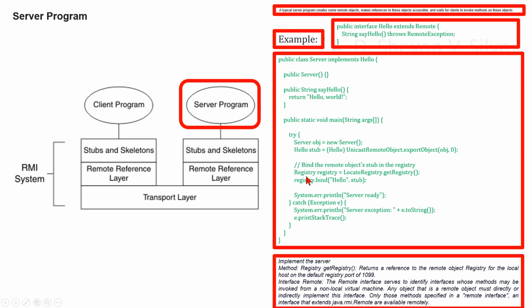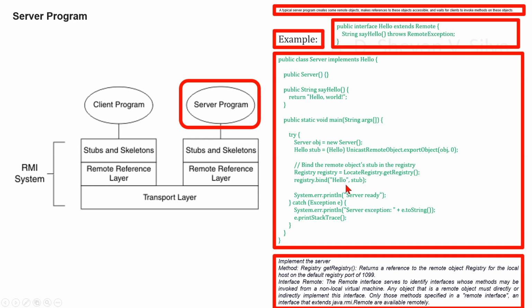Once a remote object is registered on a server, callers can look up the object by name, obtain a remote object reference, and then invoke remote methods on the object.